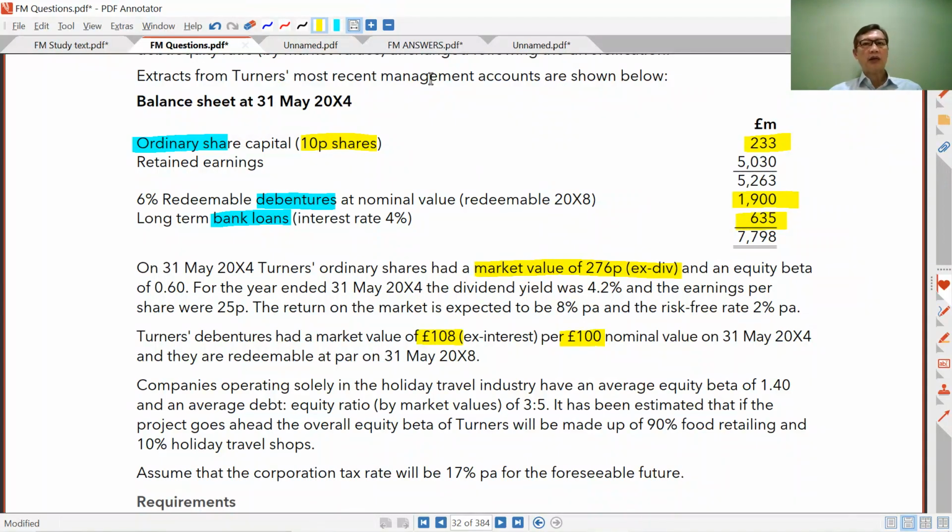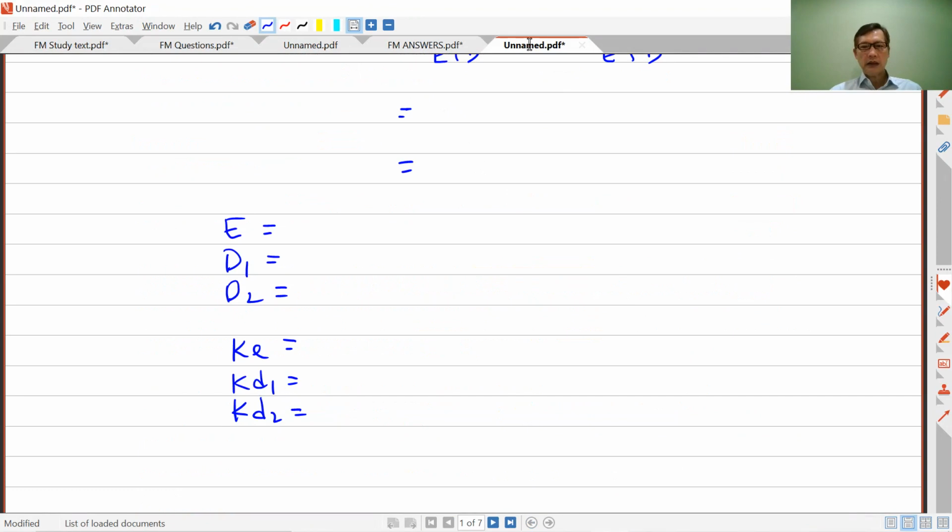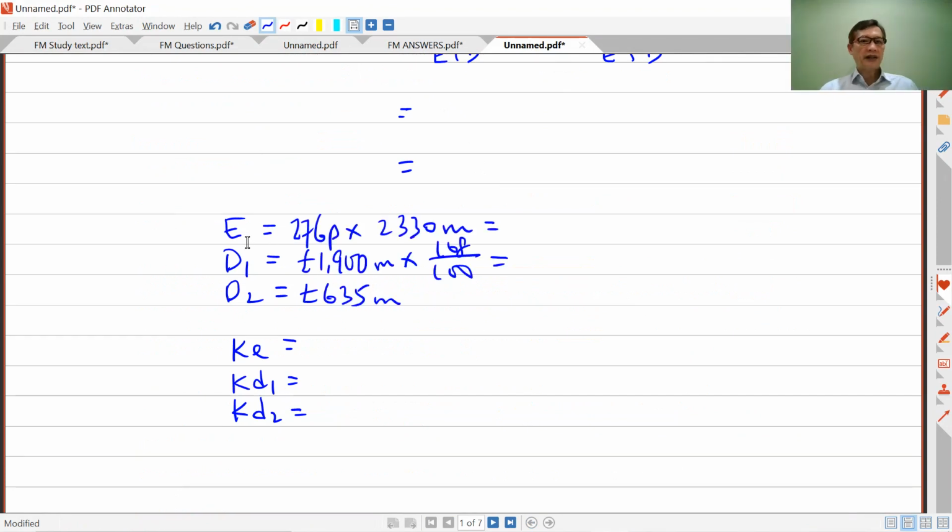Okay, so we can now put in the answer. Market value of equity is 276p multiplied by the number of shares, and then you have the debenture, which is 1009. Every 100 is selling at 108. This is the bank loan. This is given. Then we can move on to the three costs here.